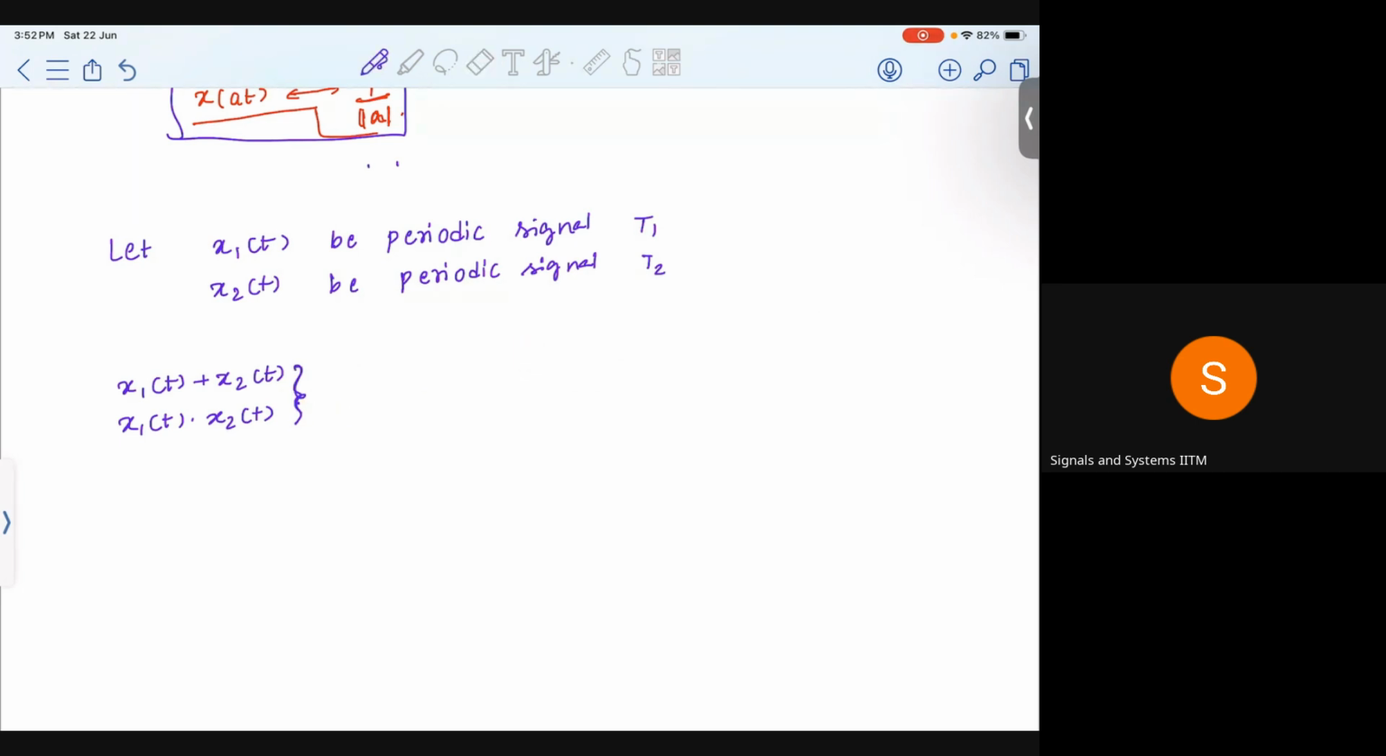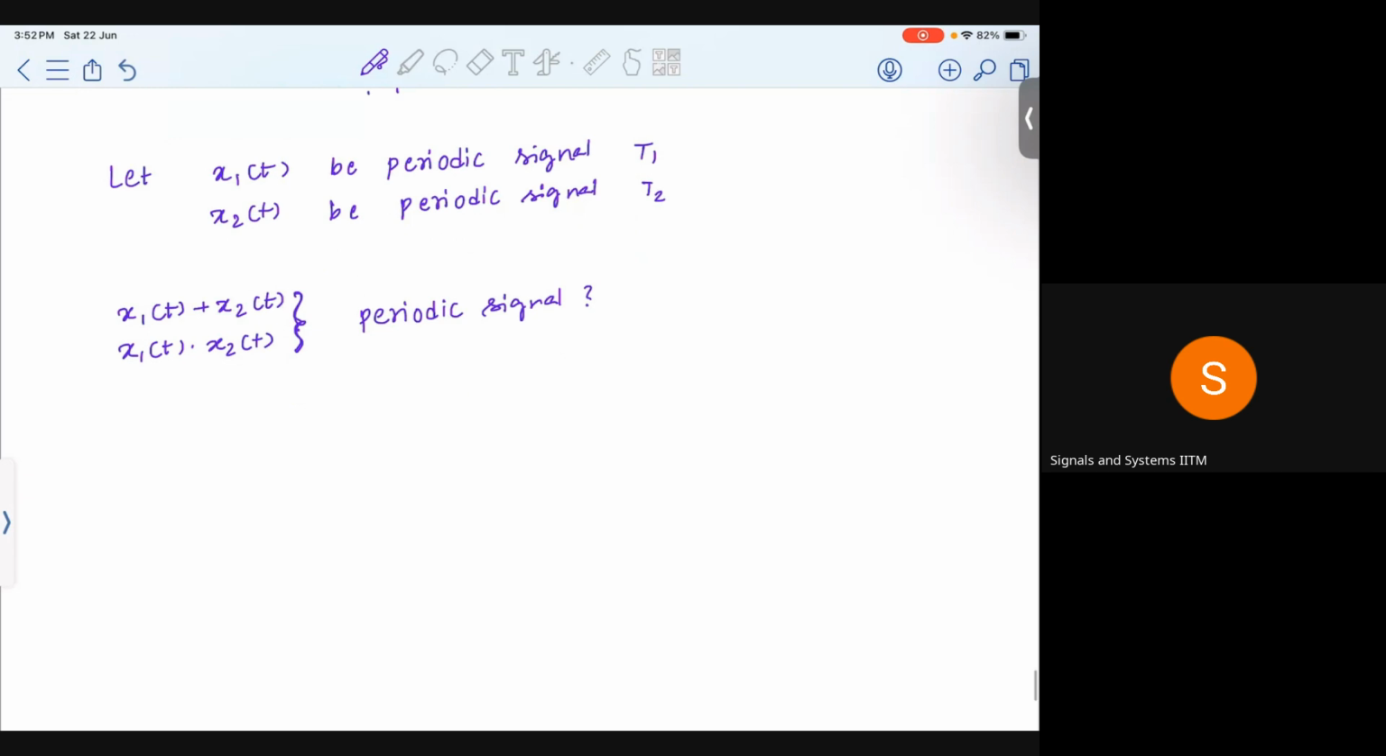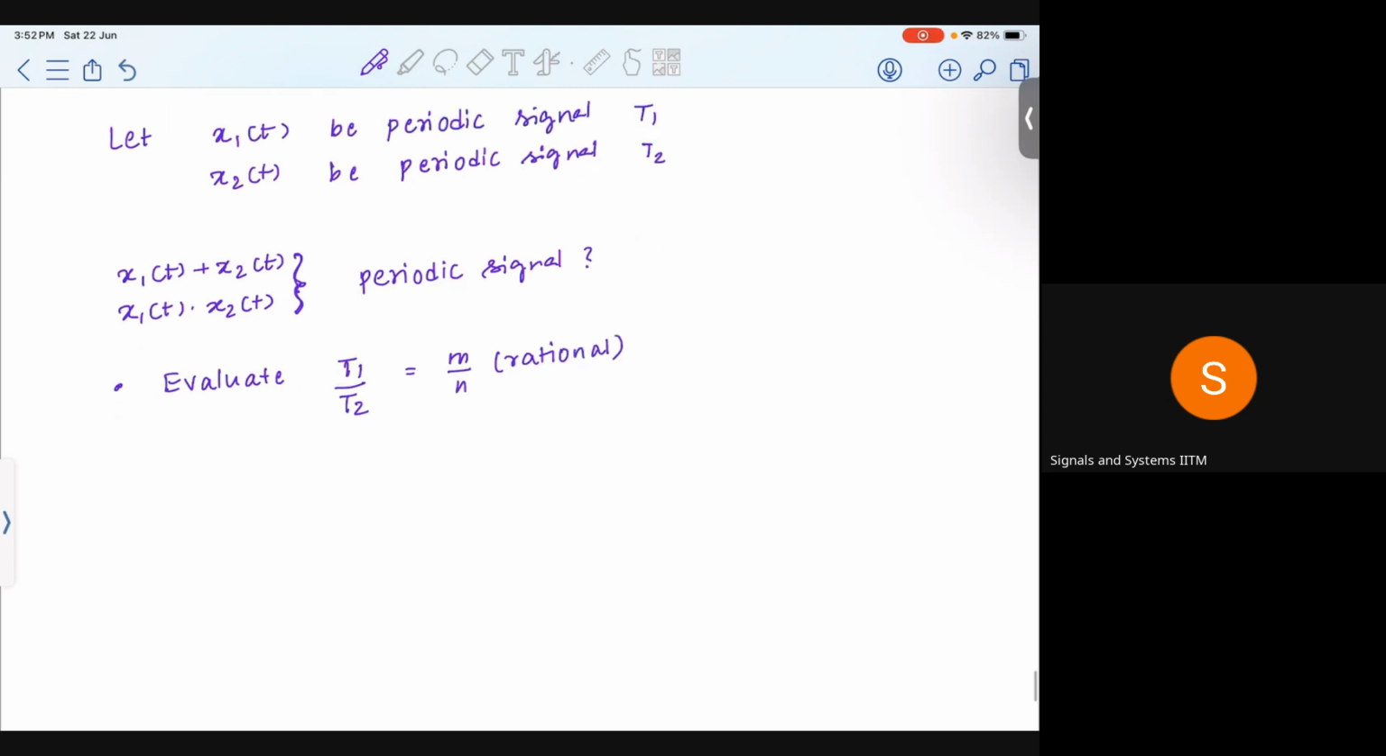So now the question is, will these two manipulations yield a periodic signal? So how do you check if that is a periodic signal? Evaluate T1 by T2. If T1 by T2 can be written in m by n form, which is a rational number, then the manipulation x1 of t plus x2 of t or x1 of t multiplied with x2 of t is periodic. If this is not a rational number, then they are aperiodic.